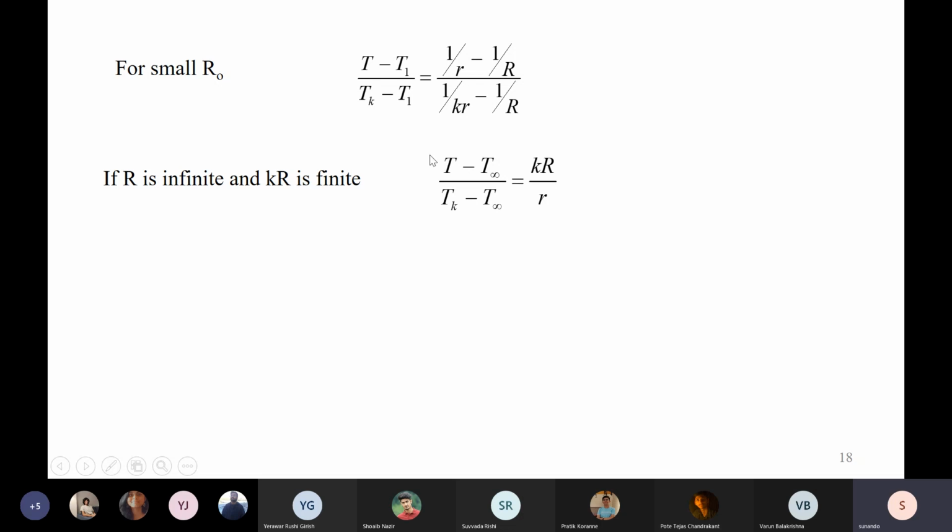Did you come across this type of temperature variation in the previous class or classes? You yourself found out this kind of temperature variation. Can you tell me where?